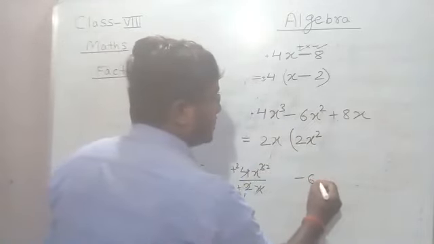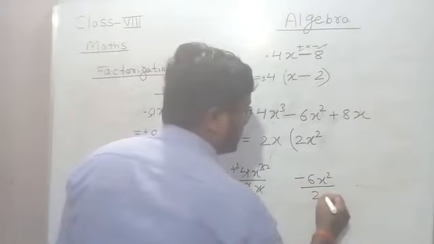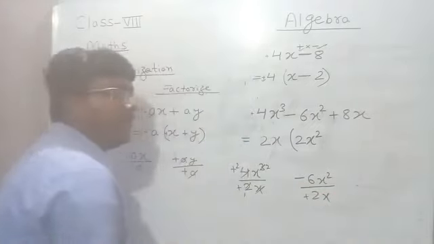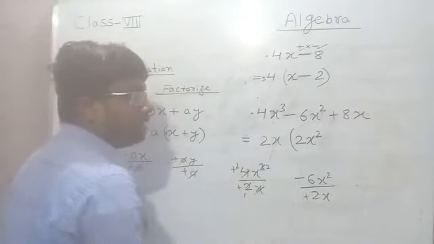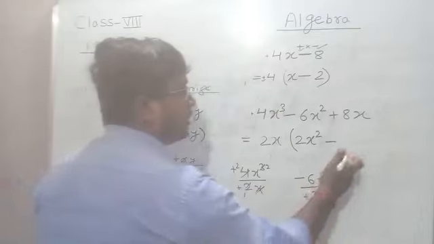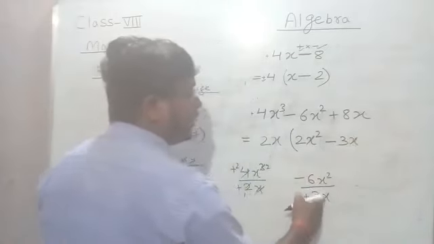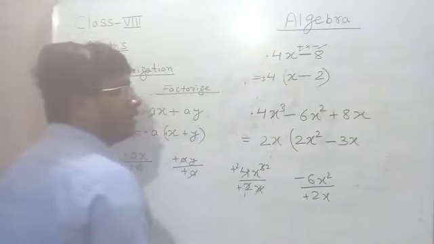The second term is minus 6x square. From minus 6x square you have taken plus 2x as common. So what is remaining? Minus divided by plus is minus. 6 divided by 2 is 3, and x square divided by x is x.